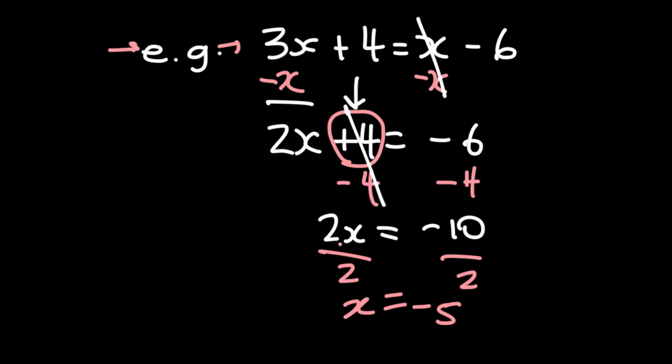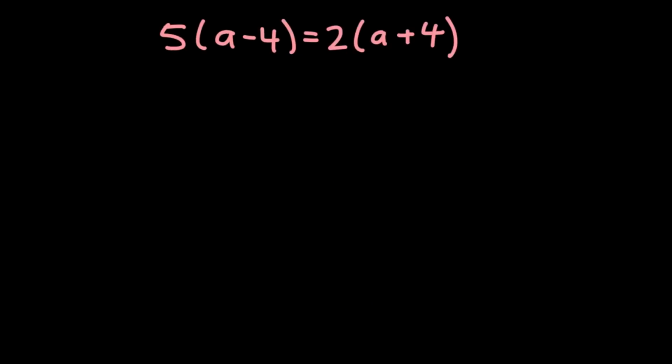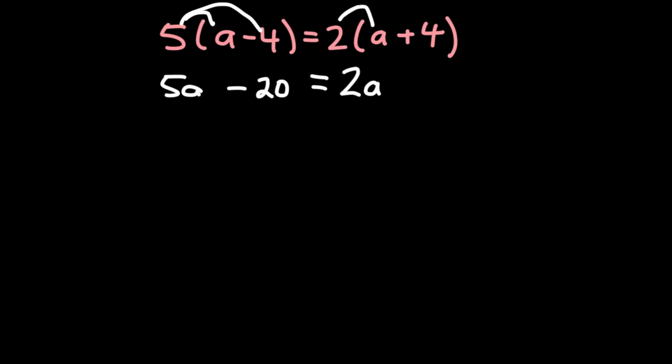We're going to do a second example with pronumerals on both sides involving brackets. Okay, whenever you see brackets in an equation, that's the first thing that you have to get rid of. And the way that you get rid of the brackets is to expand them. So we times 5 by a, that's 5a. And then we also do 5 times 4, which is 20. And then on this side, we have 2 times a and 2 times 4, which is 8.